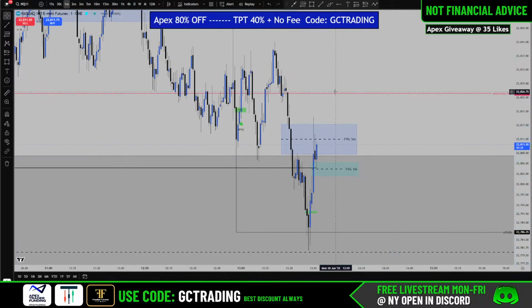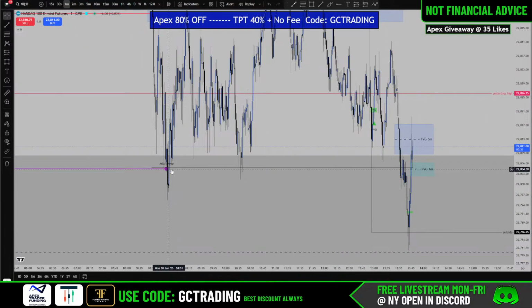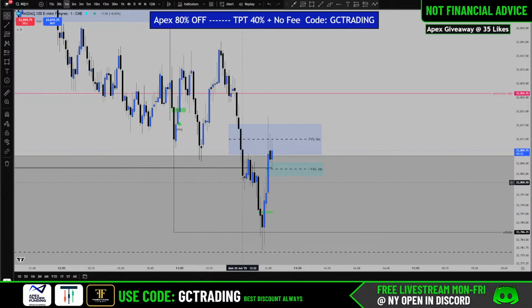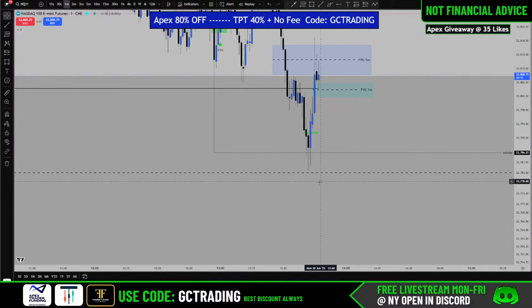Or you could look for the inversion long, right? Because we did just take out the opening range, took out that, right? So we did rebalance the 1 hour gap.